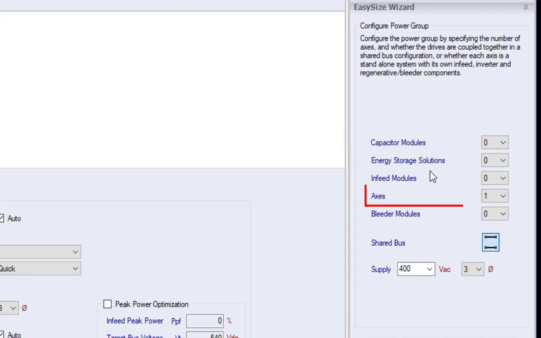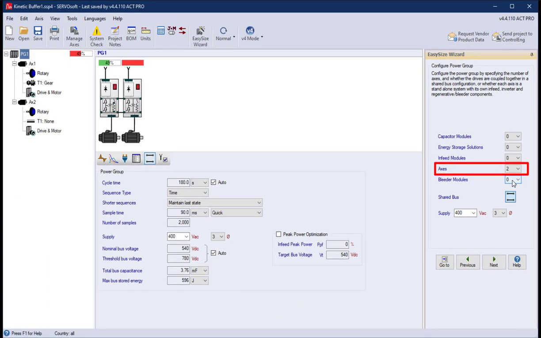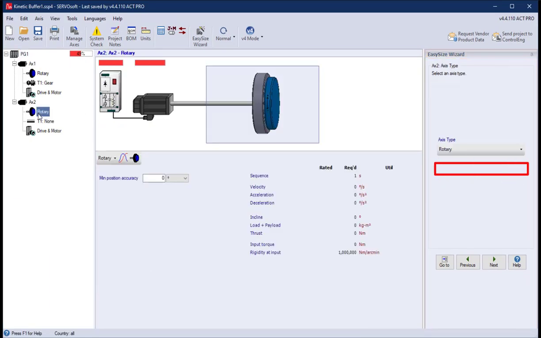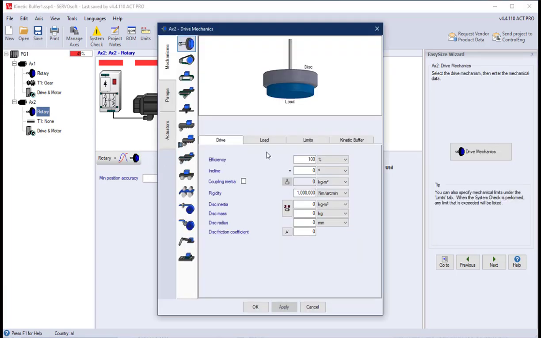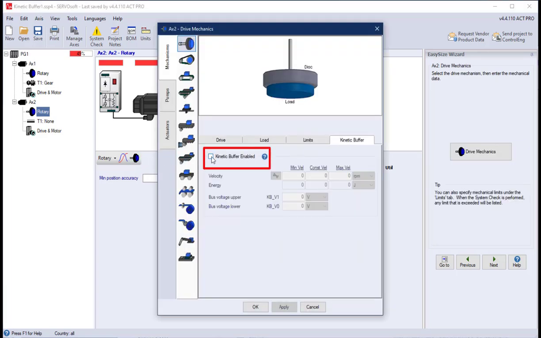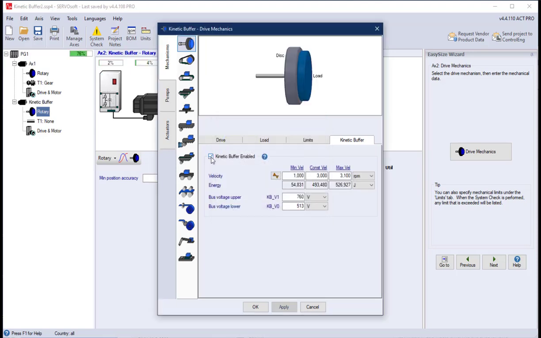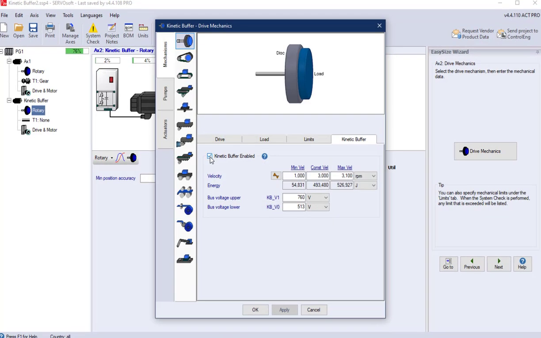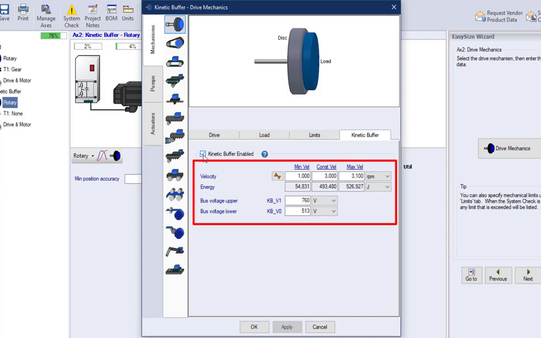Next, I'll add a second axis, a rotary mechanism, and then enable the kinetic buffer feature in the rotary mechanism form. When the kinetic buffer is enabled, most rotary mechanism inputs are disabled except for the inertia values, and these kinetic buffer specific inputs are enabled. These inputs define almost everything about the kinetic buffer.